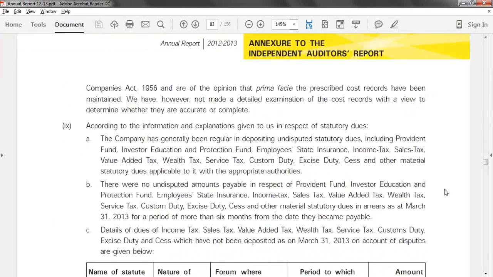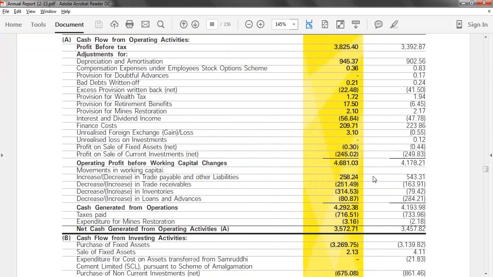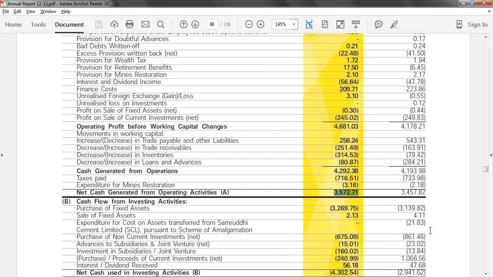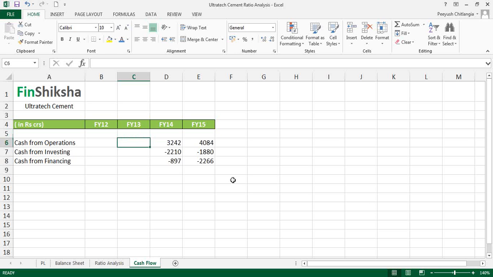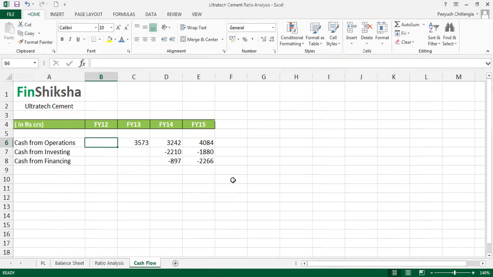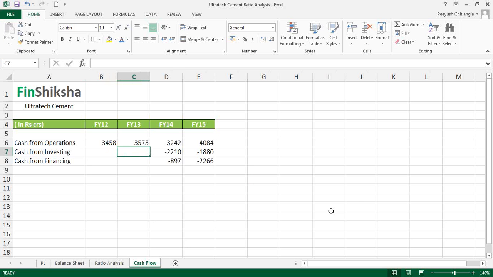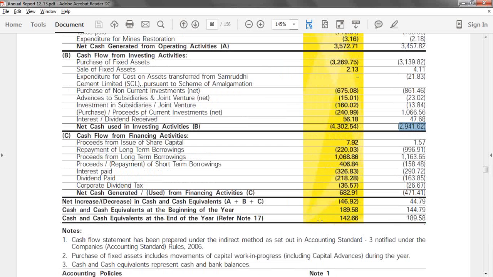Let's look at the 12-13 annual report as well, and around page number 86, 87, 88 is where the financial statements are. Net cash generated from operating activities is 3573 and 3458. So we put in 3573 and 3458. That's good. Let's go down. Minus 4302 and minus 2942. They've done a lot of capex, which is why everything is negative all this while.